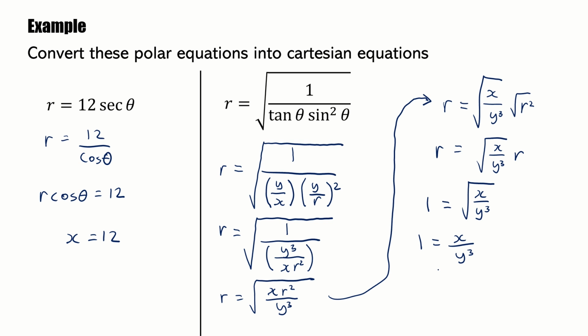We could times both sides by y cubed. And then we could cube root both sides. Cube root is a much safer action to do than square rooting, so I'm less scared of doing that as an operation. But therefore, we get the equation y equals the cube root of x, or y equals x to the power of a third. And then, boom, we have converted our polar equation into a Cartesian equation.